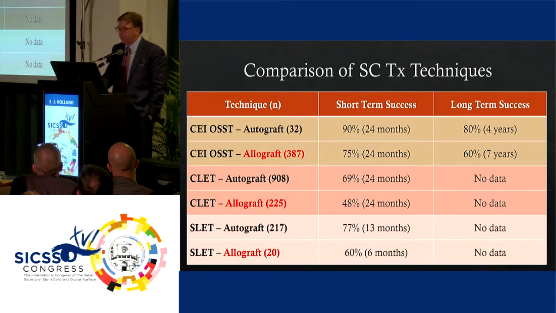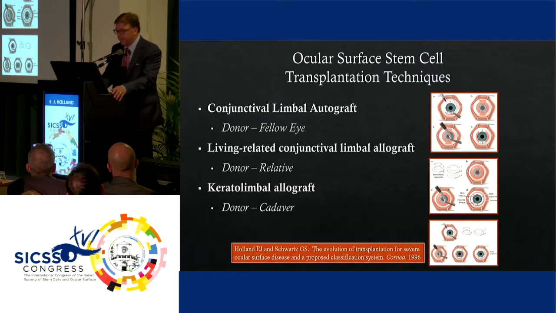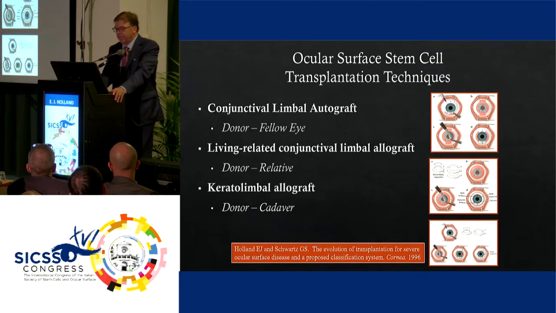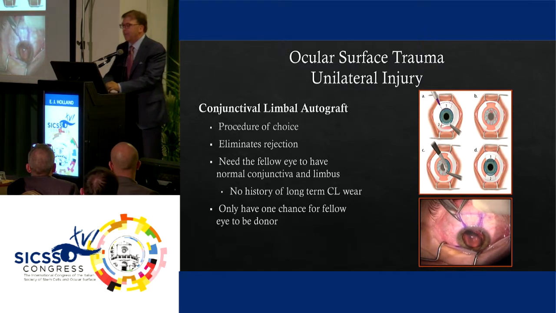In addition, if you look at short-term success, the procedures do pretty well, although the CLET and SLET don't do as well as the traditional procedures, and we have no long-term data on those two procedures, and we do on our standard procedures. So we certainly are interested in those procedures, but at this time, they certainly don't stand up to our traditional procedures. So I'd like to review the different transplant techniques we have, first for unilateral and then bilateral disease. I won't spend a lot of time on autografts.